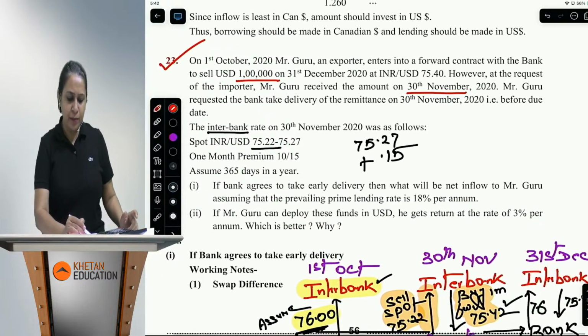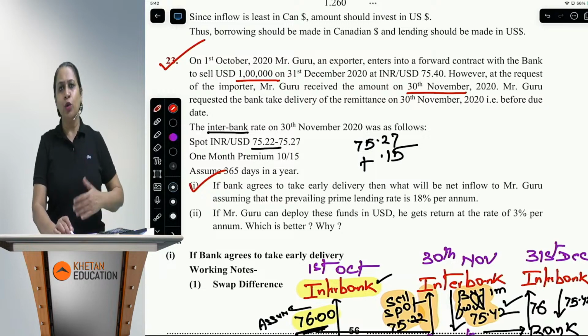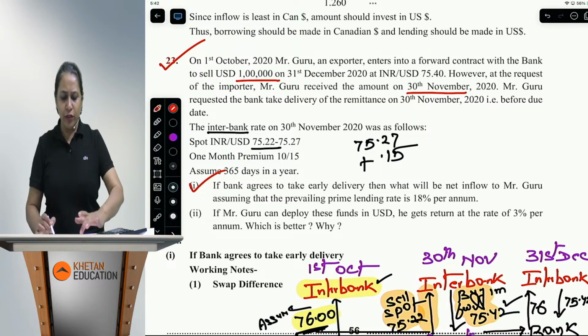They are saying that this part is done. If Mr. Guru can deploy these funds in USD, he gets a return at the rate of 3% per annum, which is better. So they are saying that you have two choices: either you do early delivery to the bank, or, if you are getting the money 1 month earlier, why don't you invest at the rate of 3%? Okay, so they have done that part.